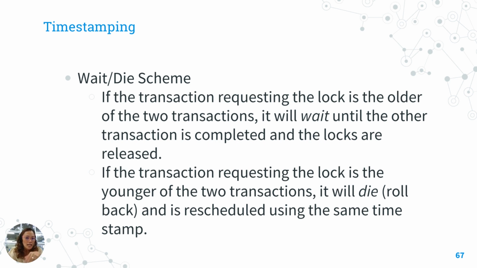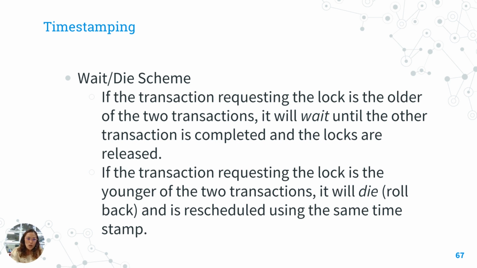When we say wait-die, if the transaction requesting the lock is the older of the two transactions, it will wait until the other transaction is completed and the locks are released. If the transaction requesting the lock is the younger of the two transactions, it will die or roll back and is rescheduled using the same timestamp.